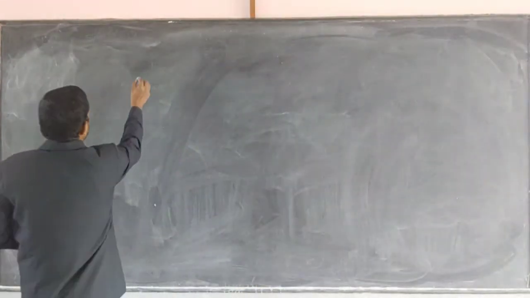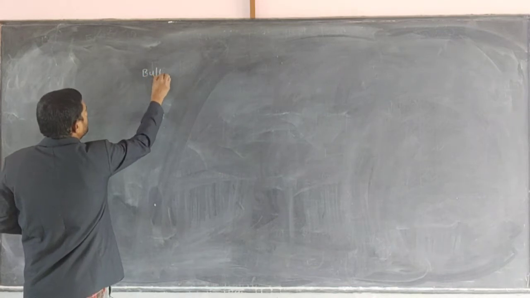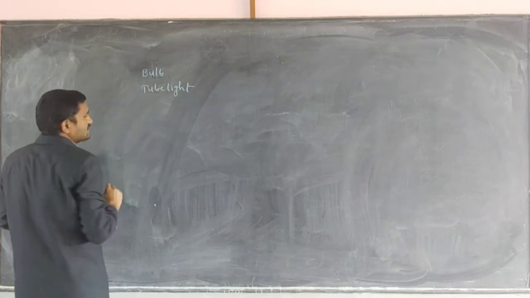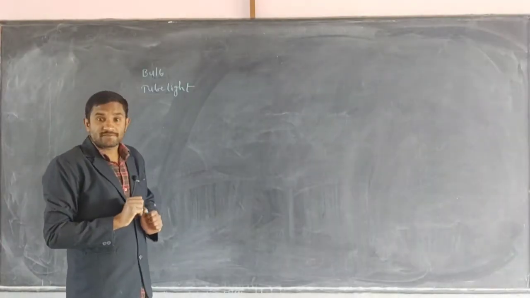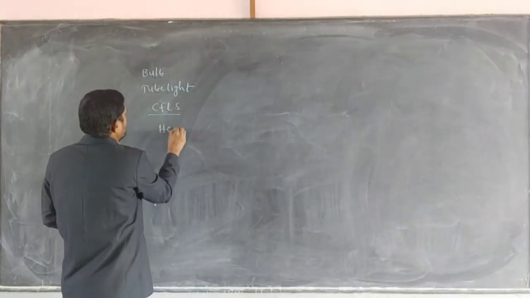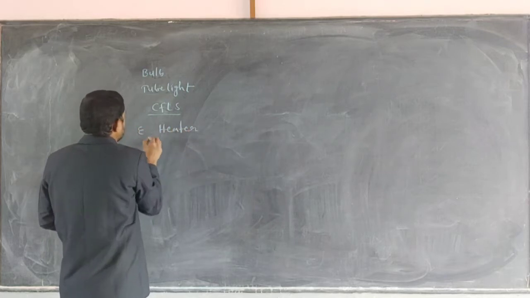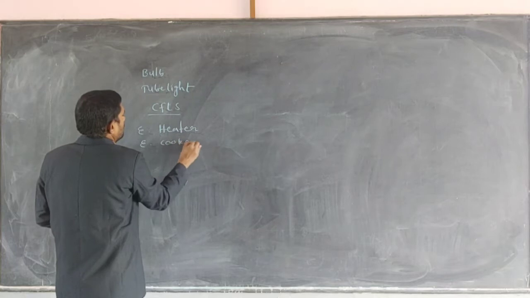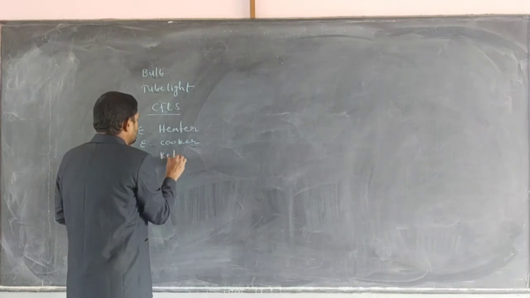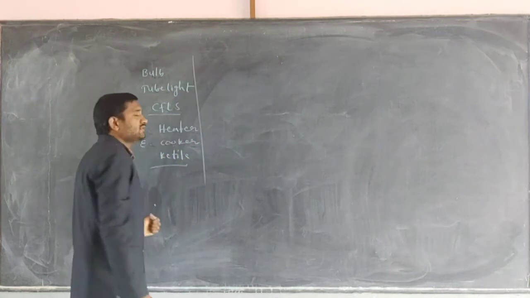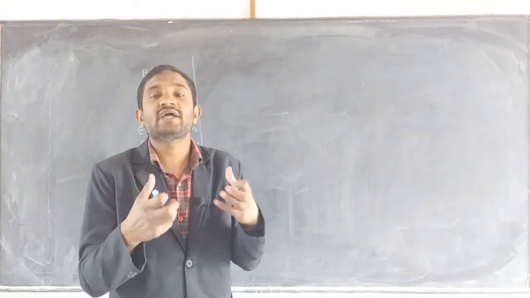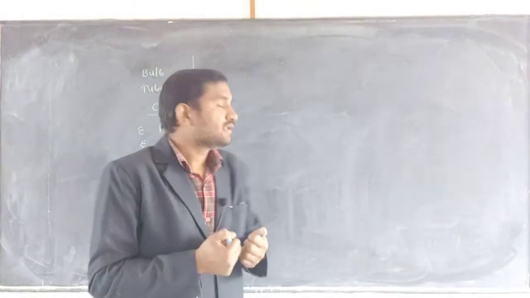Generally in our house there is a bulb, tube light, CFL bulbs, compact fluorescent bulbs. We have heaters, electrical heater, electrical cooker, and kettle, the tea kettle. Like that, many equipments are available in our house. How should they work? What kind of energy should be changed? That is what we have to discuss.